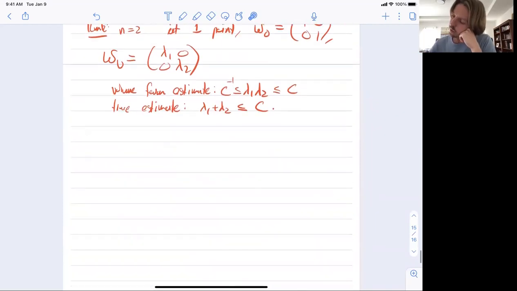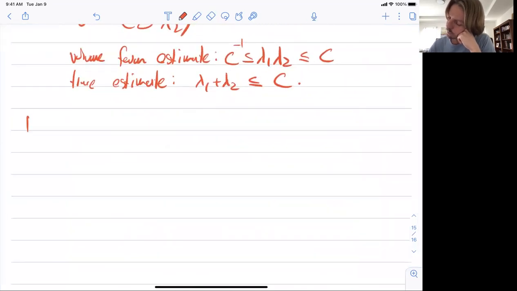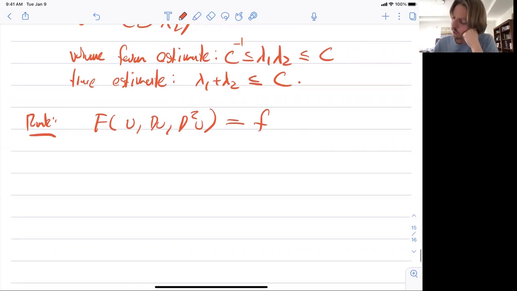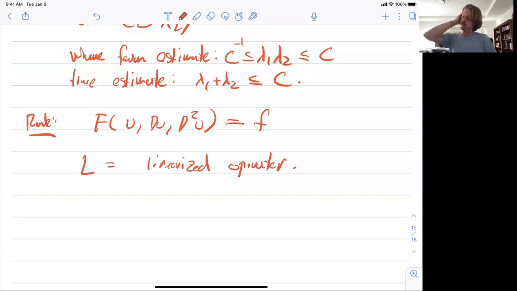Well, so yeah, again, maybe just to make some general remark, you can imagine just some crazy fully nonlinear equation. You could take some very general equation like this and say it's fully nonlinear, and then L is the linearized operator.